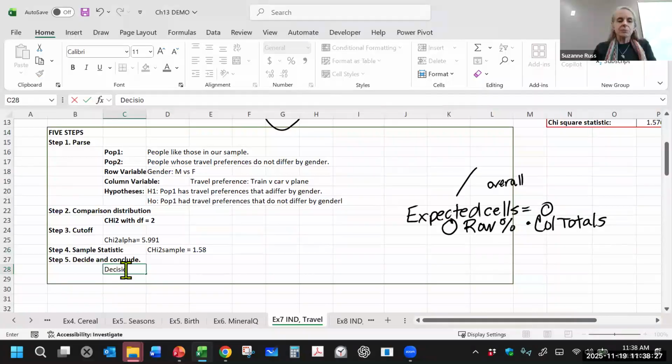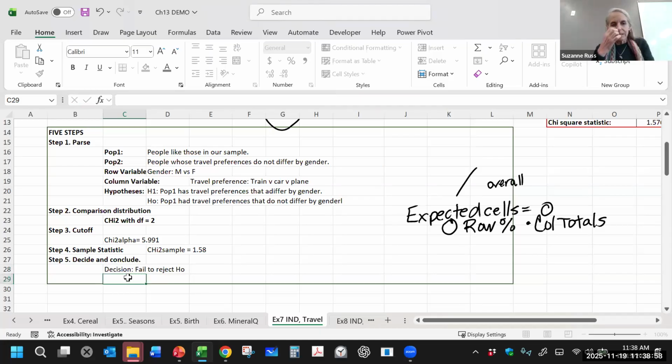Our decision, all we're doing now is we're comparing the sample score with the alpha, and we can see that if we want to reject the null, we have to have a sample score that's higher than the cutoff point, the chi-square alpha. So what's our decision? We're failing to reject the null. And we can just write up our concluding statement.